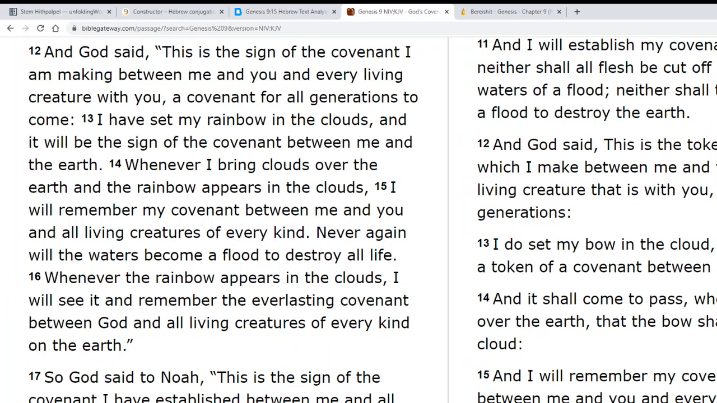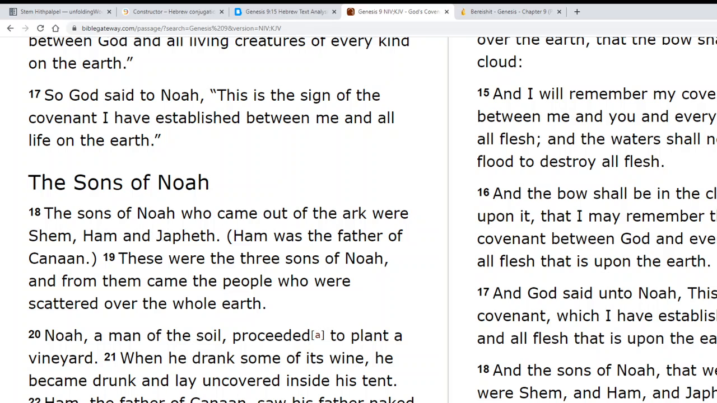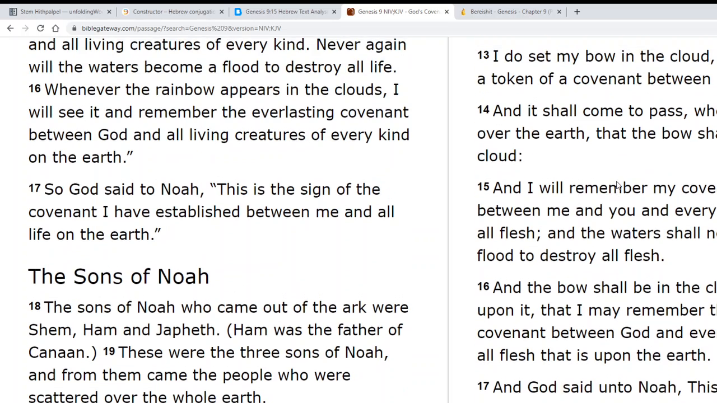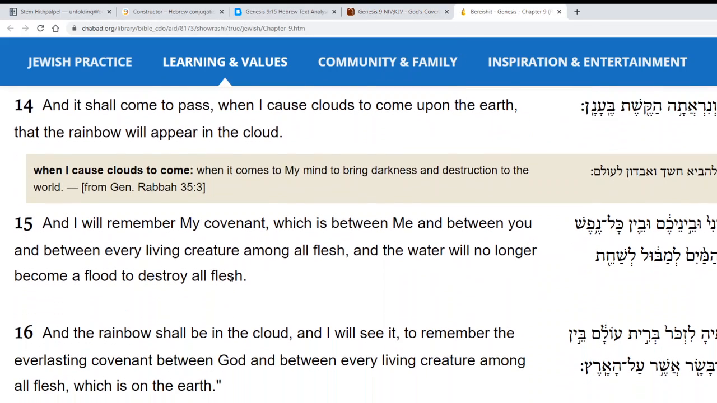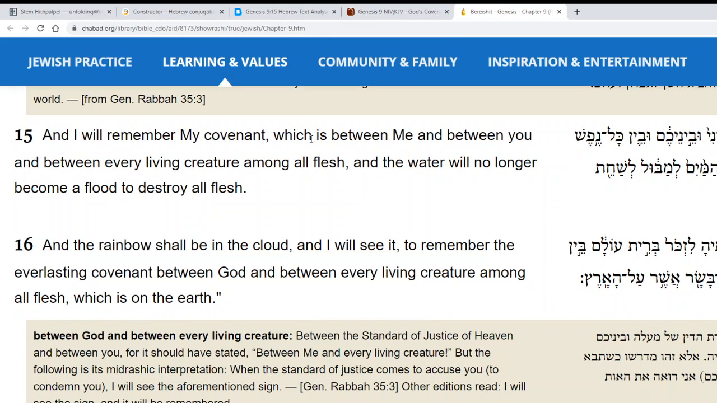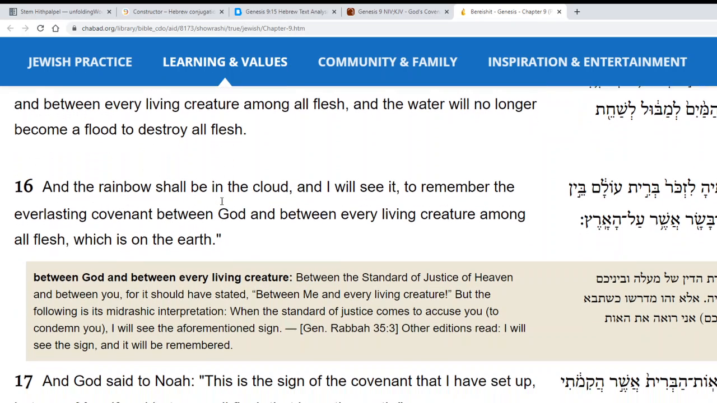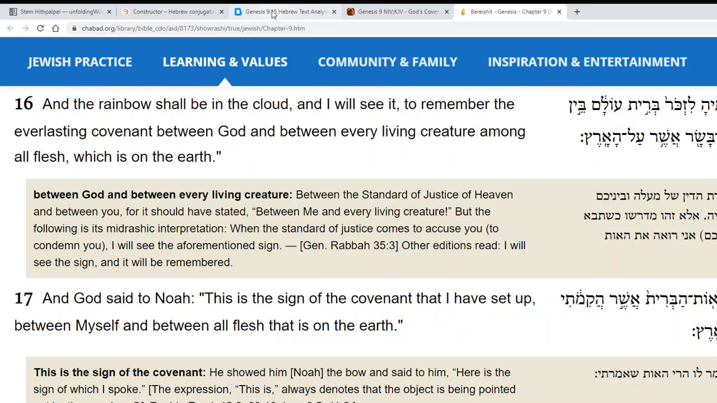Let's look at King James 9:15. And I will remember my covenant, which is between me and you and every living creature of all flesh, and the waters shall no more become a flood to destroy all flesh. Okay? NIV, I will remember my covenant between me and you and all living creatures of every kind. Never again will the waters become a flood to destroy all life. Okay? And Chabad, and I will remember my covenant, which is between me and between you and between every living creature among all flesh, and the waters will no longer become a flood to destroy all flesh. Simple sentence, just a bit long.